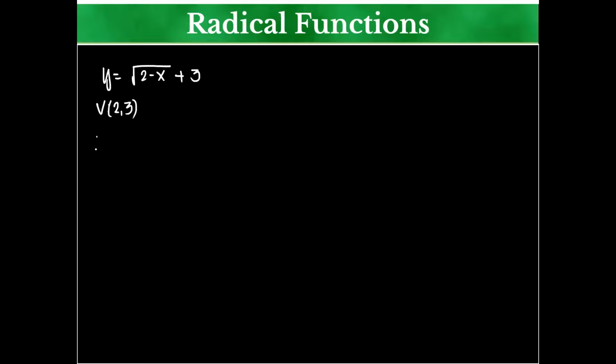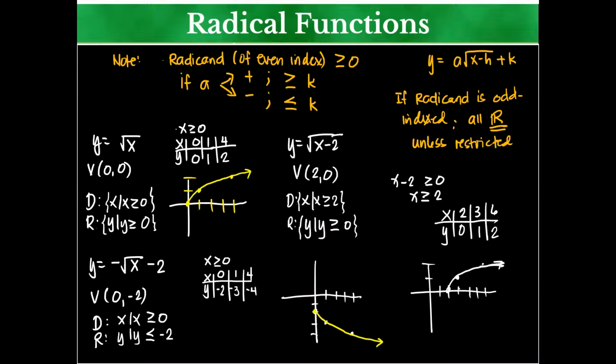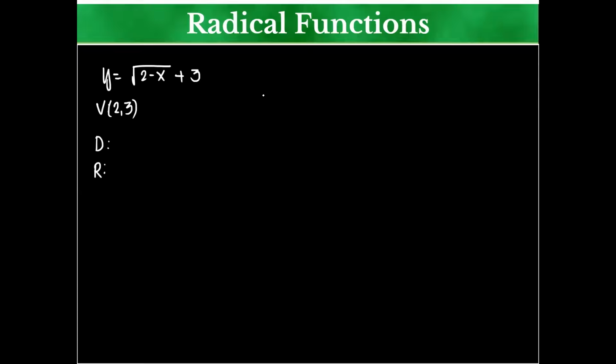Okay. Now, I would like you to give me the domain and the range, and then tsaka natin igagraph. Pero, to solve for the domain, what's the restriction, what's the rule? If the index is even, the radicand should be greater than or equal to 0. So, the radicand, 2 minus x, should be greater than or equal to 0. Negative x greater than or equal to negative 2. But we don't accept that. X is less than or equal to 2. All right. So x, such that x is less than or equal to 2.